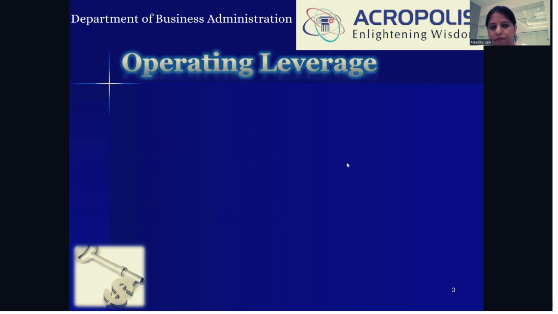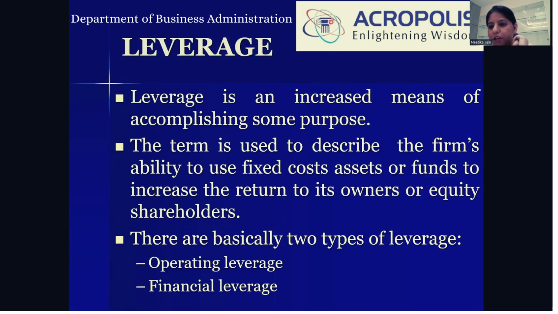Leverage comes from a physics word, lever. A lever tells us that if we want to pull or move machinery from one place to another, and I cannot move it with my own force, I need an extra force. Whatever extra tool I use to move that machinery is called a lever.